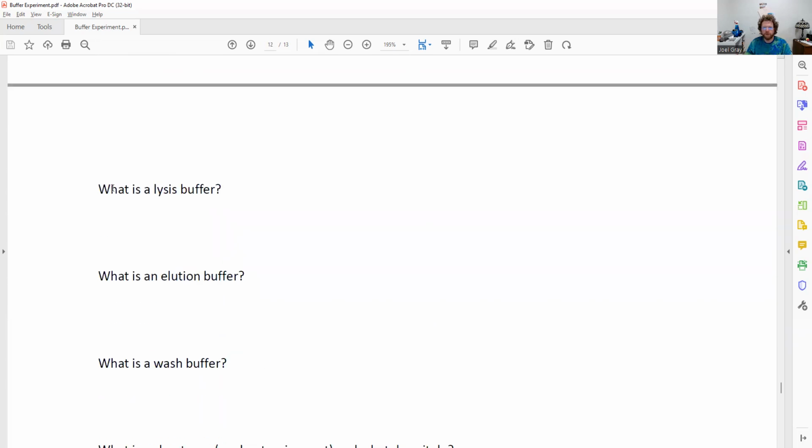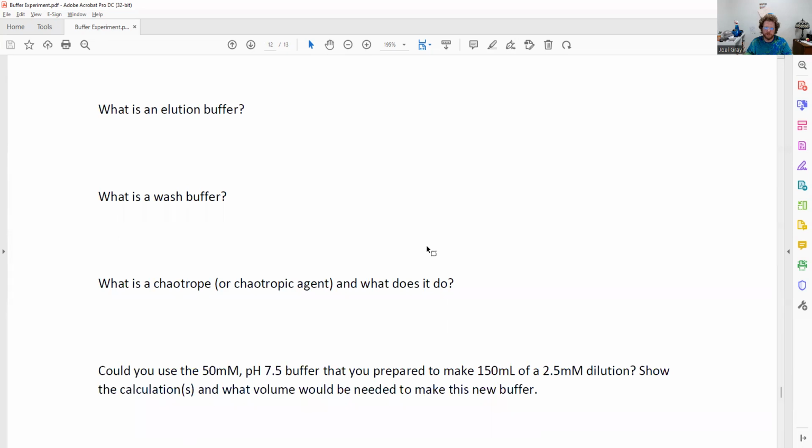Then I want you to come up with and answer some questions about different types of buffers. What's a lysis buffer? What's an elution buffer? What's a wash buffer? Now, those are commonly used terms in a biochemistry lab. I want you to find out a definition for them. And this doesn't have to be a formal Webster's style definition, but something that describes what it is. I guess that's a definition.